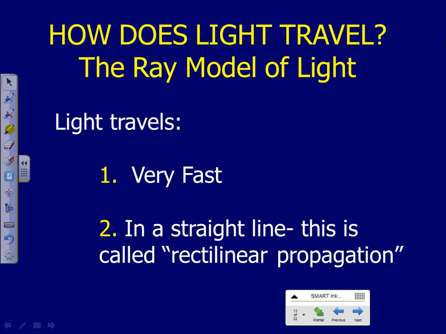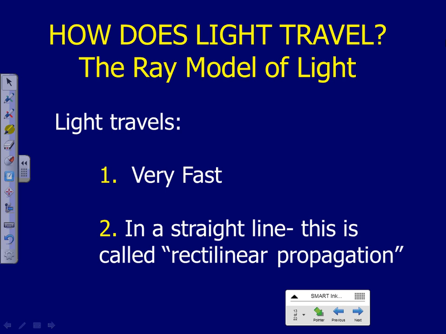So what do we want to talk about today? We want to talk about how light travels. This is called the ray model of light, and this is simply a model that we use that allows us to study and look at the way light behaves when it runs into things. So we want to talk now about what happens when light encounters stuff, all right?